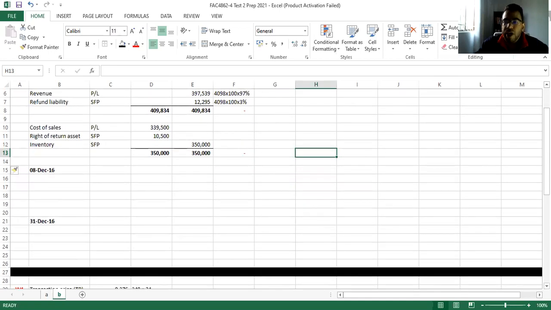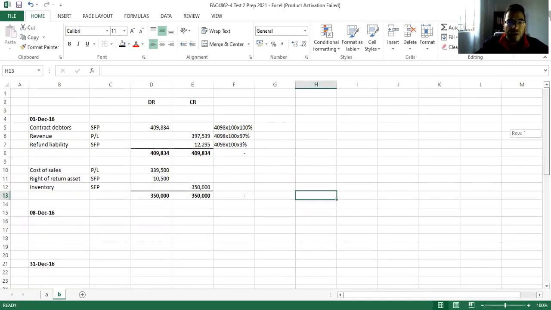Now, before we go on to the transactions on 7th, 8th December, do you have any questions regarding the transaction at 1 December 2016? Anyone? No? No questions. Okay, so now we can move on to the refund policy.